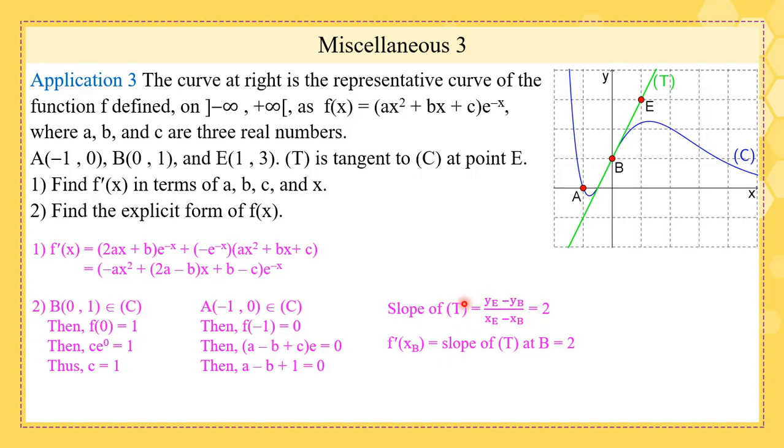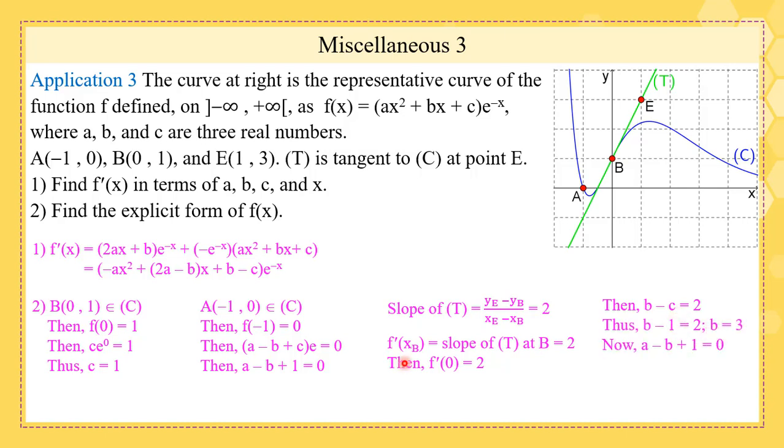Well, in this case, the slope of the tangent is nothing but f prime of xB at the point B and not at point E. Remember, we choose the point that belongs to the curve, and we know that xB is 0, so f prime of xB means f prime of 0 is going to be equal to 2. And what do we mean by f prime of 0 is 2? If we go back to f prime of x and we replace each x by 0, we can state that b minus c is going to be equal to 2. But I know from the previous part that c is 1, so b minus 1 is 2 or b is 3.